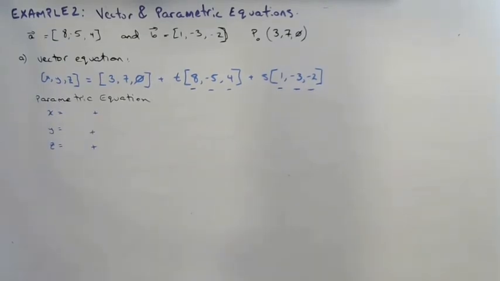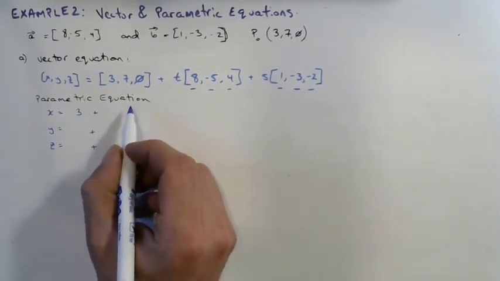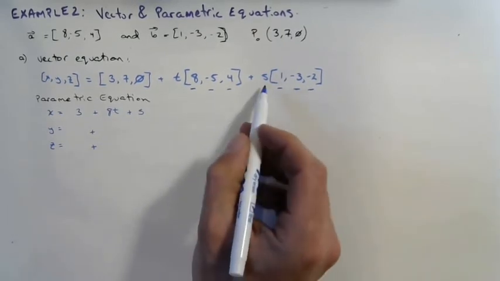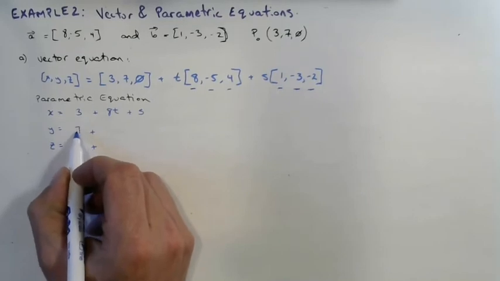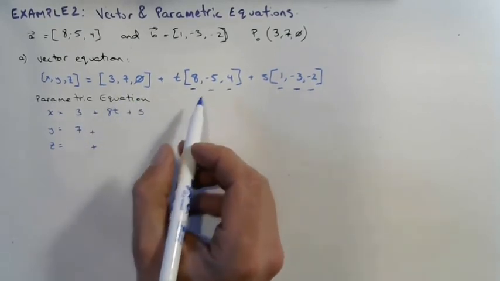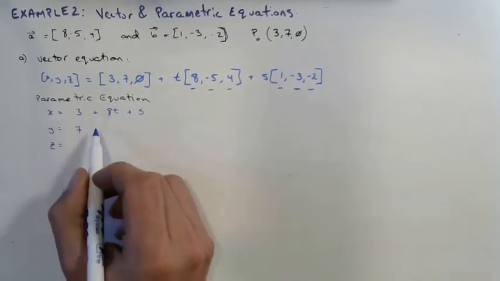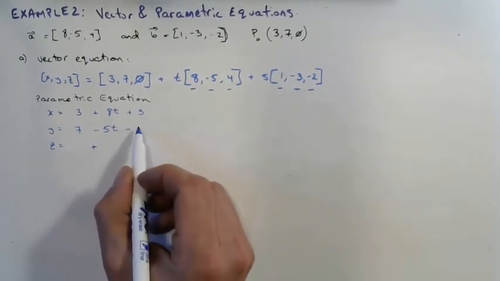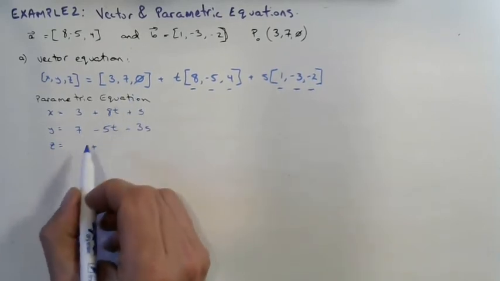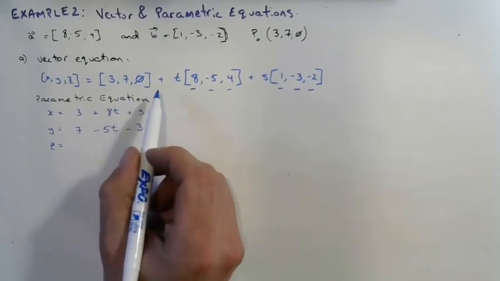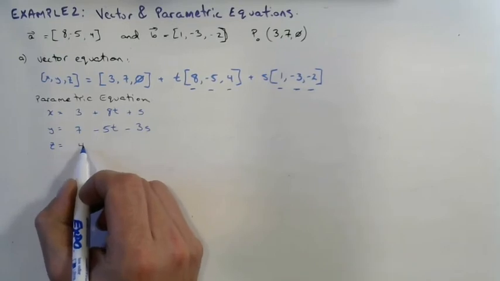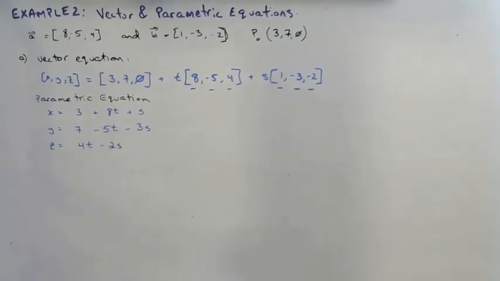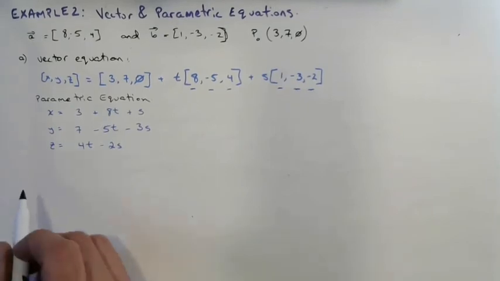Okay, so x naught is 3. We're going to add 8t plus s. Then in the y component, we've got 7, and then we're going to go a multiple of 5 in the negative direction, -5t, -3s, and z is going to be 0 plus 4t minus 2s. It's parametric, already reduced for us.